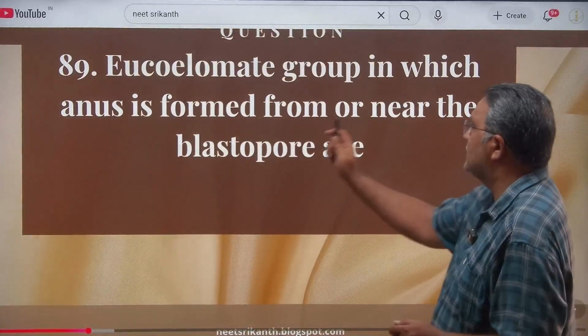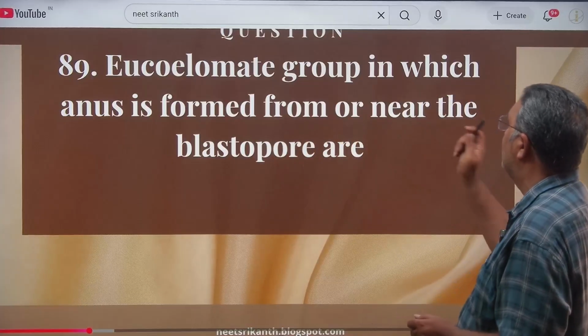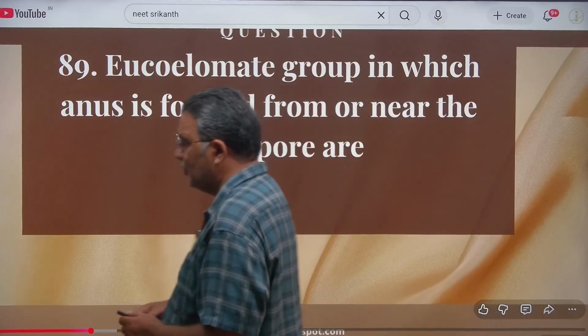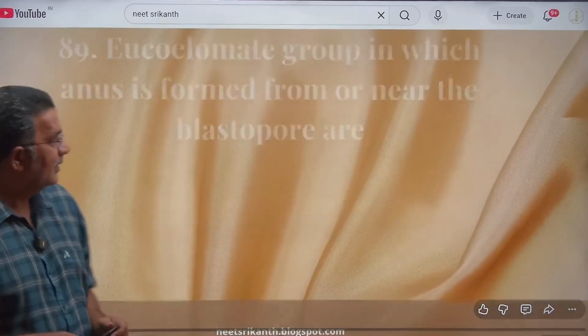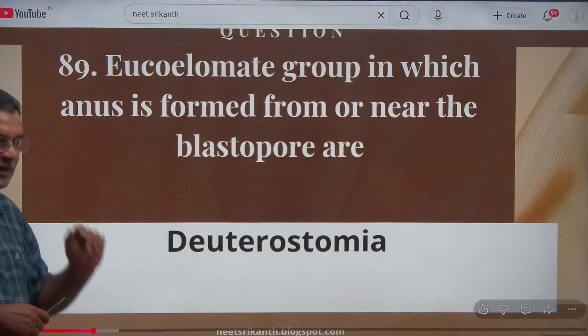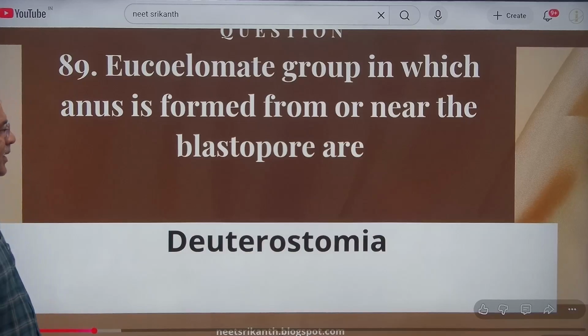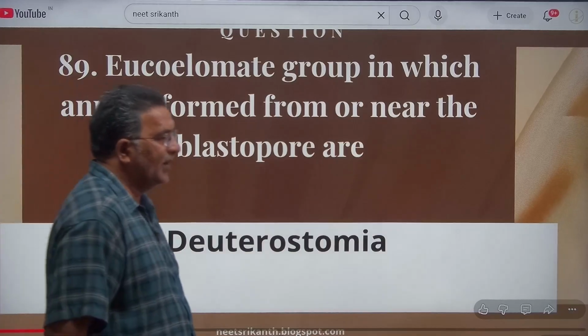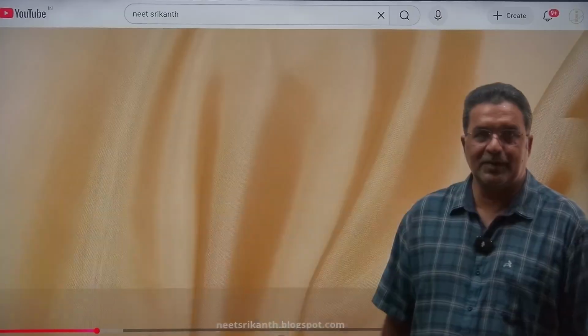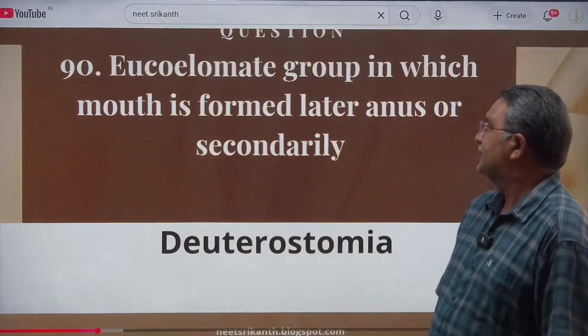Eucoelomate group in which anus is formed from or near the blastopore is, talking about the fate of blastopore, deuterostomia. In protostomia, blastopore develops as mouth. In deuterostomia, blastopore develops as anus.